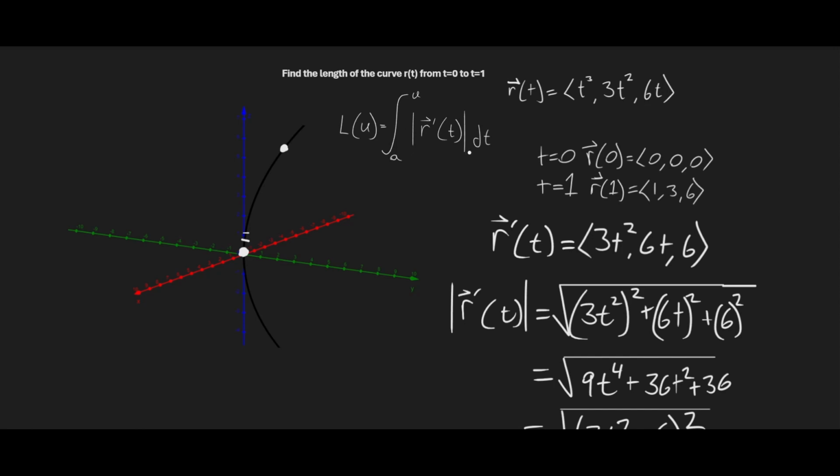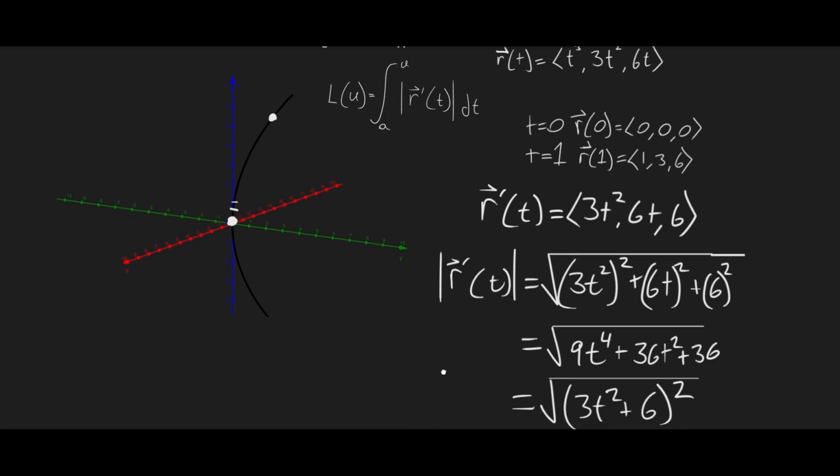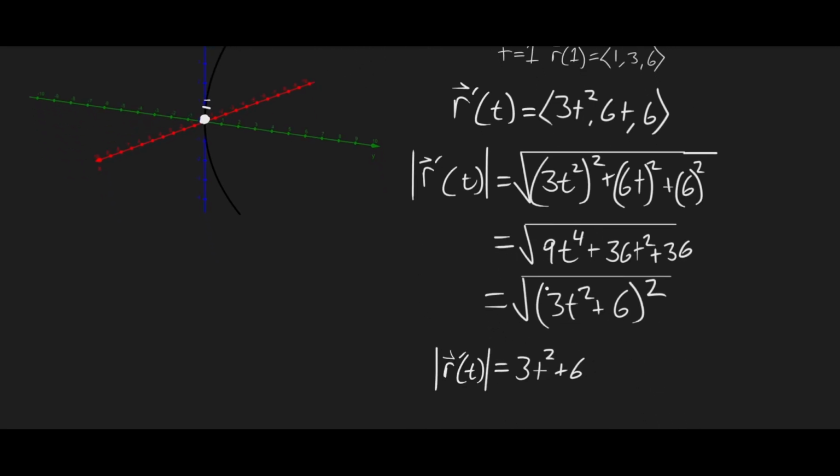The next step, we need to take the magnitude of r prime of t. So the magnitude of r prime of t will be the square root of all of its components squared and added up. So we get the square root of 9t to the power 4 plus 36t squared plus 36. And with a little bit of factoring, we get the square root of (3t squared plus 6) squared. So we find that the magnitude of r prime is equal to 3t squared plus 6.